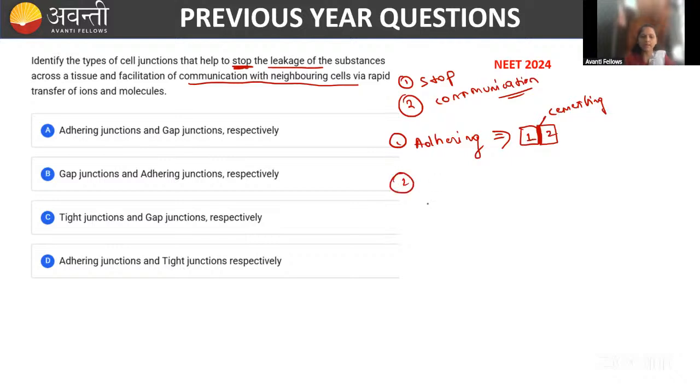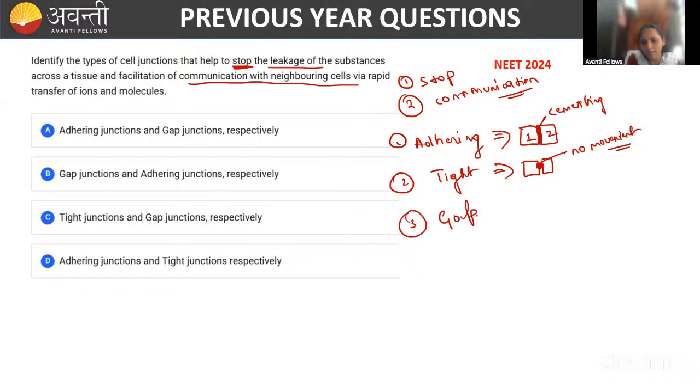Then coming to the second one, that is the tight junction. It is present between the two cells. Here, it is tightly connected. Tight because there is no movement of any molecule. Then coming to the third one, that is the gap junction. There is a gap between the two cells, so molecules will be easily transported. I think you understood. Yes, the correct answer is C: the tight junction and the gap junction.